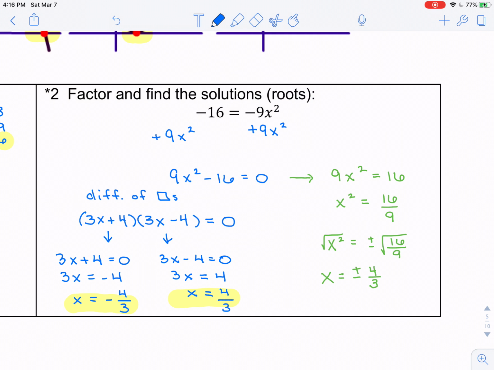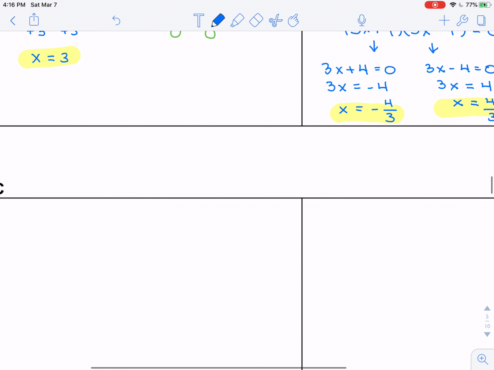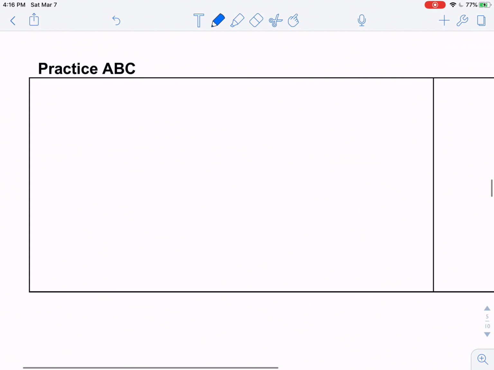Now you're going to want to look in your book. This is on page 370, and we're going to do problems A and B from your practice questions, so you can follow along on your notes. This is question A as it's written in your book. x squared equals negative 5x plus 24.